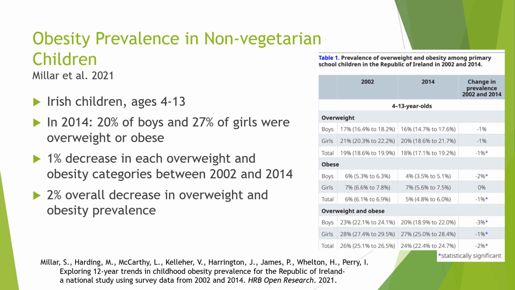They also found that there was a decrease in the prevalence of overweight and obesity from 26% in 2002 to 24% in 2014. They found that obesity prevalence decreased from 6% to 5% over this time, and overweight decreased from 19 to 18%.